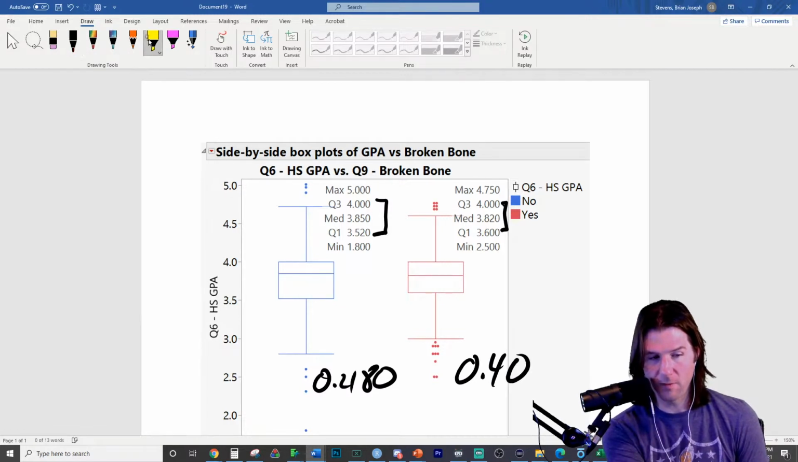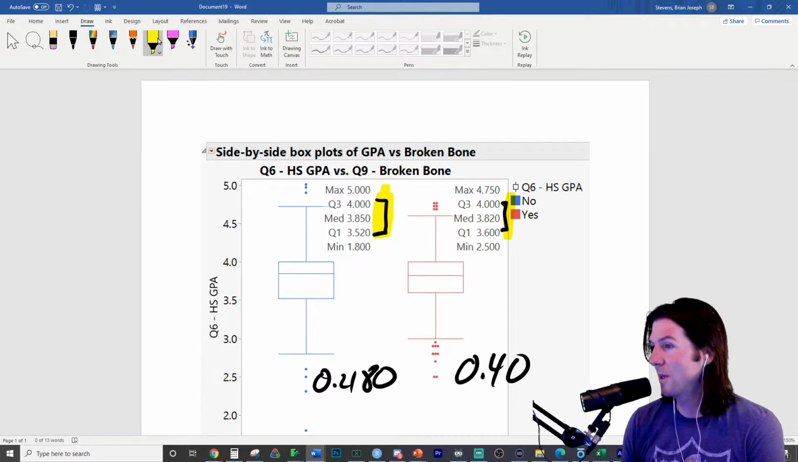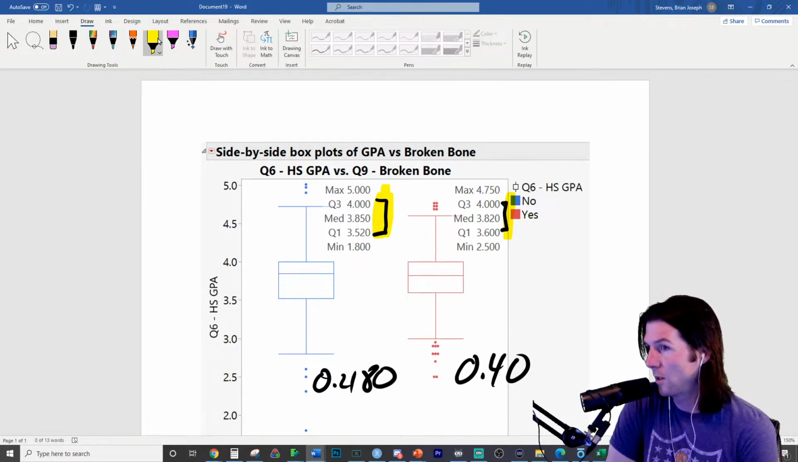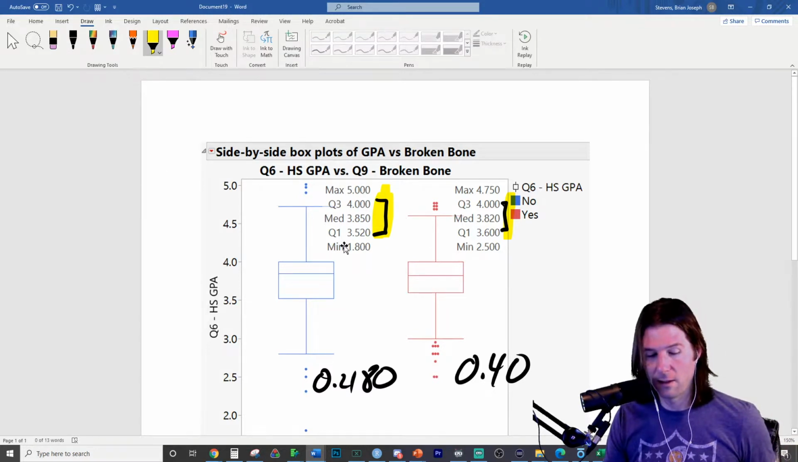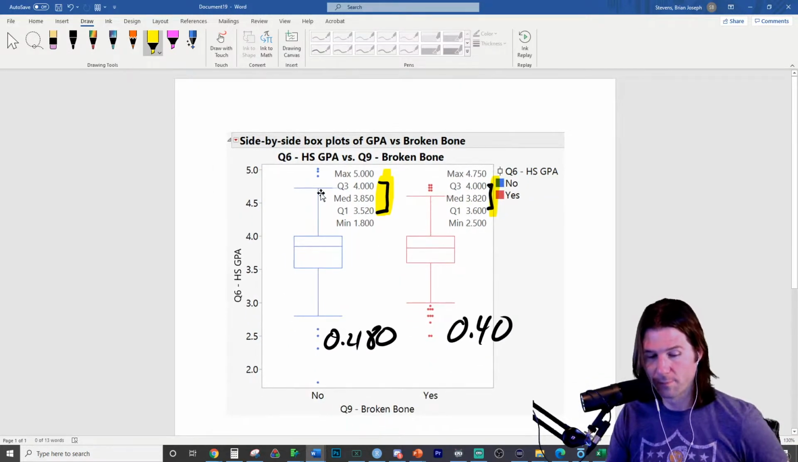We're just mathematically finding the distance between these points. The IQR is the range of the middle 50%. So we might say that the IQR, which represents the range of the middle 50% for people who have not broken a bone, is 0.48. The IQR, which represents the range of the middle 50% for people who have broken a bone, is 0.40, which is slightly less.